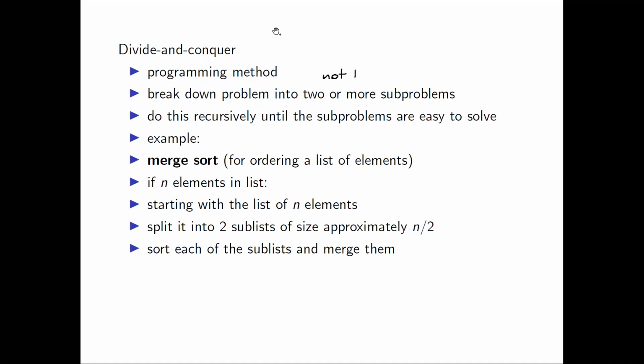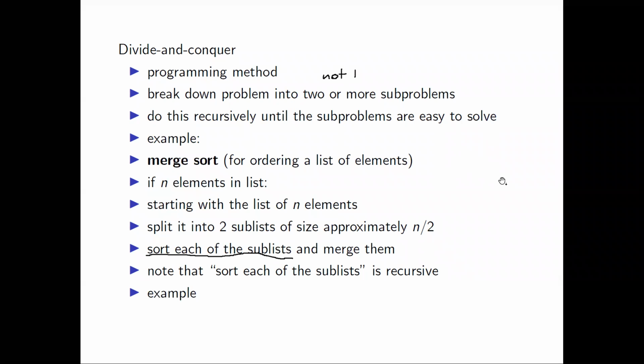And when we say sort each of the sublists, that's recursive right there. The way that we're sorting those sublists is the same thing that we do with the original list. We split each of them into two smaller sublists, and then we sort those sublists and merge them. So here's an example. Let's consider a given list that is in the opposite order that we would want. We have, let's say, an n equals 8 example. And our given list is this one.